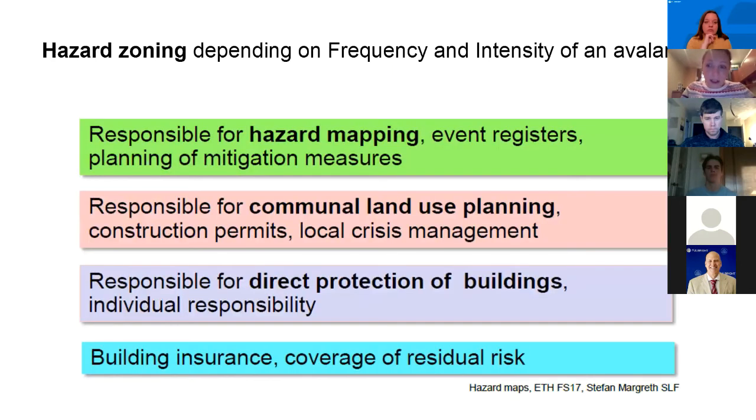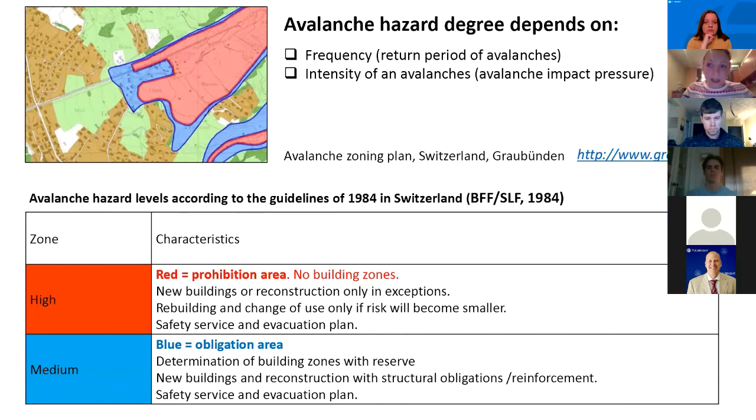But in most of the Alpine European countries, the avalanche hazard zoning approach is used, where hazard zoning is made depending on the frequency and intensity of avalanches. And this is really a very good approach, because we can separate avalanche hazard territories into zones with different degrees of avalanche hazard, and we can put restrictions on different zones.